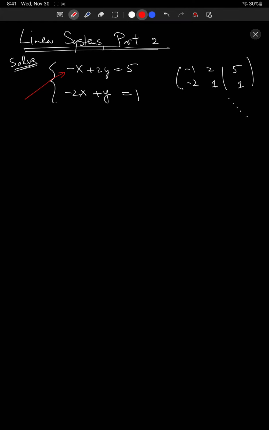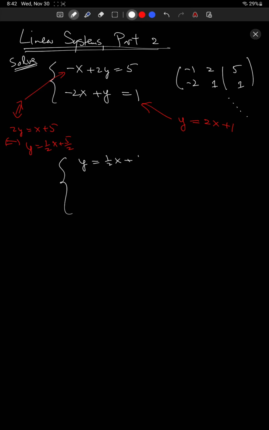All right, so for example, this first one, I'm going to throw the x to the other side. So this is the same as 2y is equal to x plus 5. And I'm going to divide by 2 on both sides. So that's y is equal to 1/2 x plus 5 over 2. The second one, I'm going to do the same thing. In fact, all I have to do is throw the minus 2x to the other side. I'm going to end up with y equals 2x plus 1. All right. So let me rewrite this system like this. y is equal to 1/2 x plus 5 over 2, and y is equal to 2x plus 1.